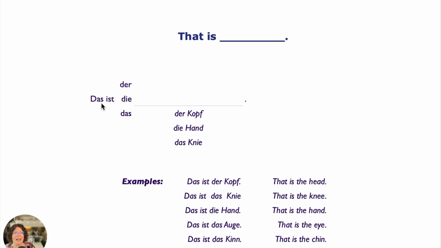Das ist die Hand. Good. And that means that is the hand. And another example, das ist das Knie. That is the knee. Excellent.